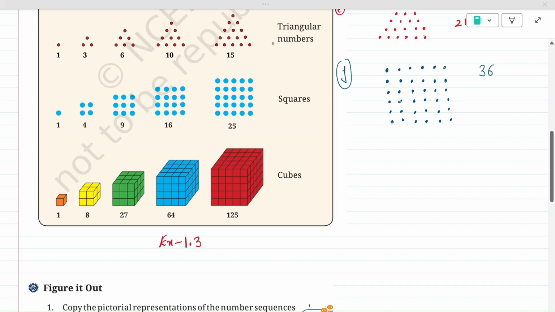Next we have the cube numbers. Okay. So what are cube numbers? What is the sequence of cubes? This is 1 cube, 2 cube, 3 cube, 4 cube, 5 cube. And next will be 6 cube. 6 cube is 6 multiplied by 6 multiplied by 6. That comes out to be 216. So now let's see how we have to represent it.